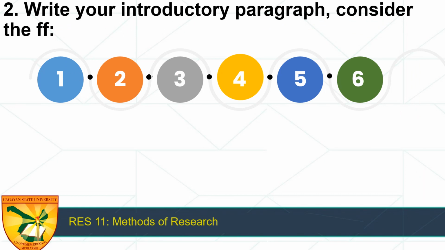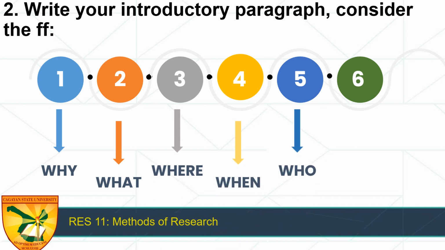So next step is write your introductory paragraph and consider the following: why, what, where, when, who, and how. Or write your overall significance. So why does this research in this area matter? Why are you doing the research? What? Is there a practical problem addressed by the research? Or so what? And who cares, and how does this benefit people?